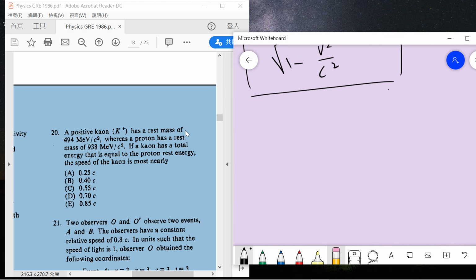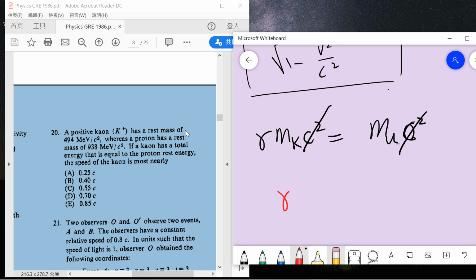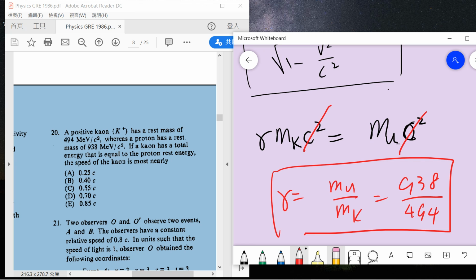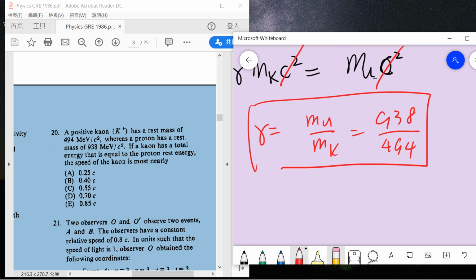So what we have is the formula: the kaon at some speed equals the proton rest energy. So the proton does not have so this is c squared. Unfortunately, okay. So we can cancel this. We have gamma equals m_p over m_k, which is 938 divided by 494 equals gamma. So the goal is we solve the gamma. Okay. Then basically after solving it, then you're done.